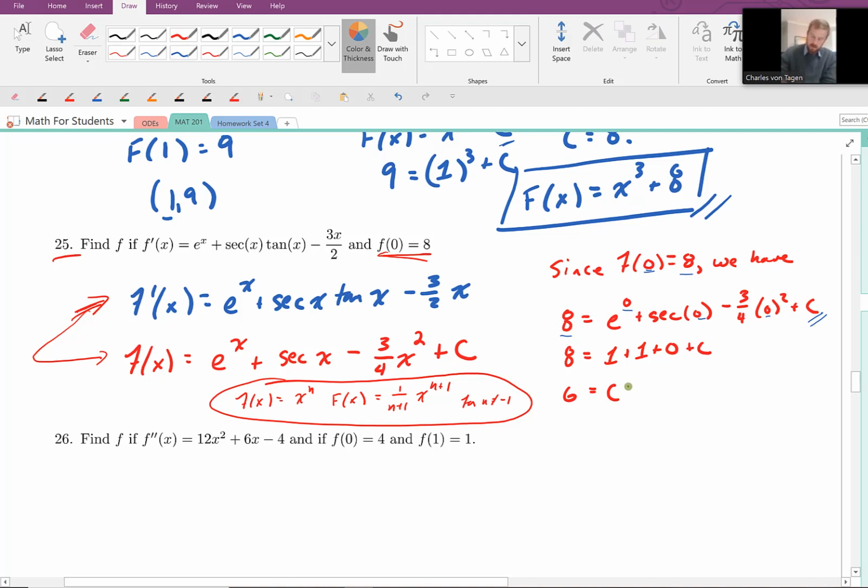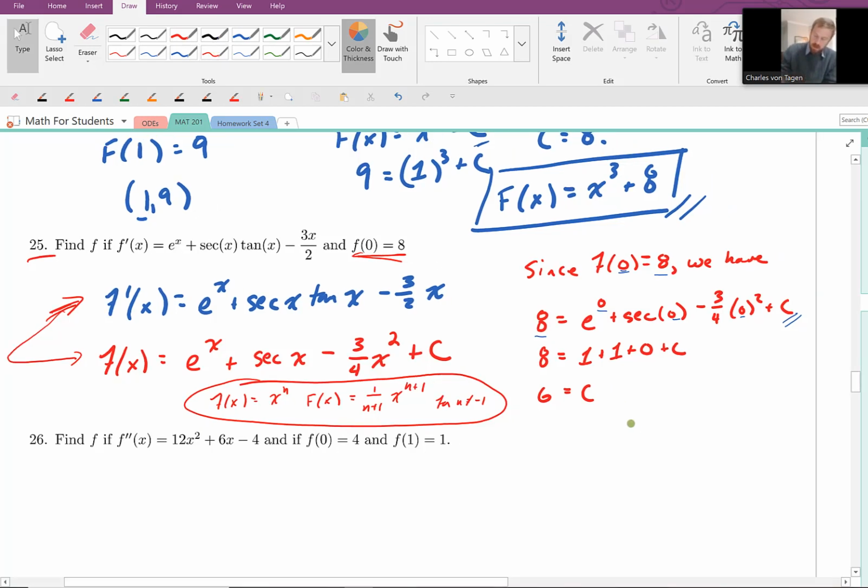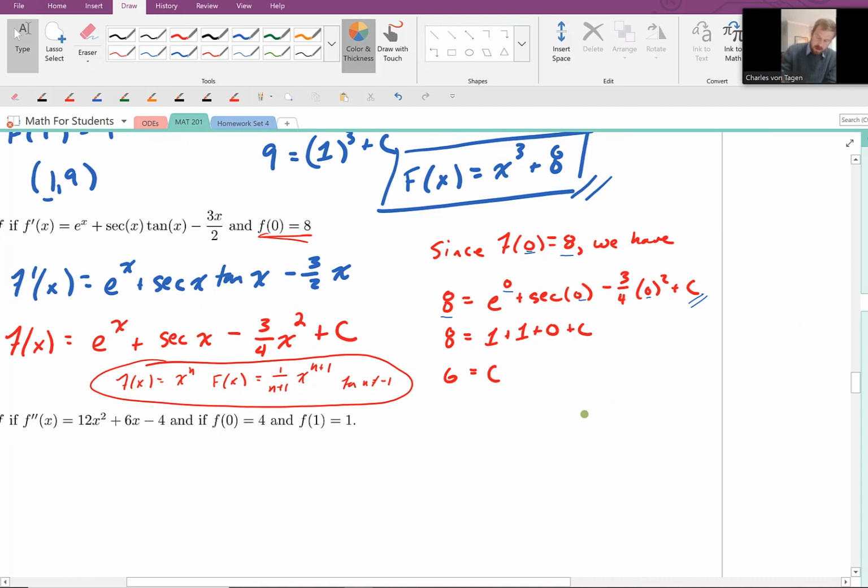Now that we've done all that, we can go ahead and give the answer. This is the answer to the problem. Careful, the answer to the problem isn't just what c is. The answer to the problem is the specific function.